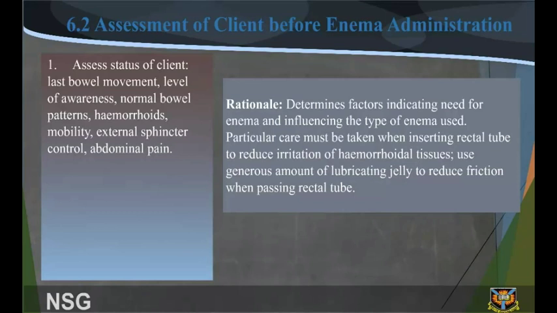1. Assess status of client: last bowel movement, level of awareness, normal bowel patterns, hemorrhoids, mobility, external sphincter control, abdominal pain. Rationale: determines factors indicating need for enema and influencing the type of enema used. Particular care must be taken when inserting rectal tube to reduce irritation of hemorrhoidal tissues. Use generous amount of lubricating gel to reduce friction when passing rectal tube.